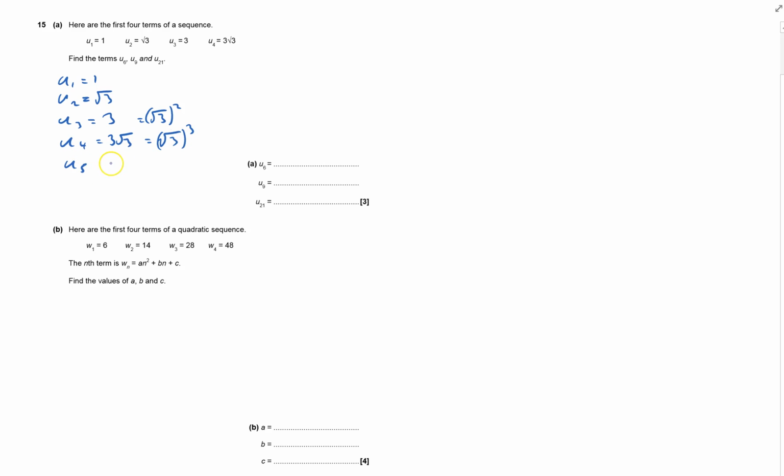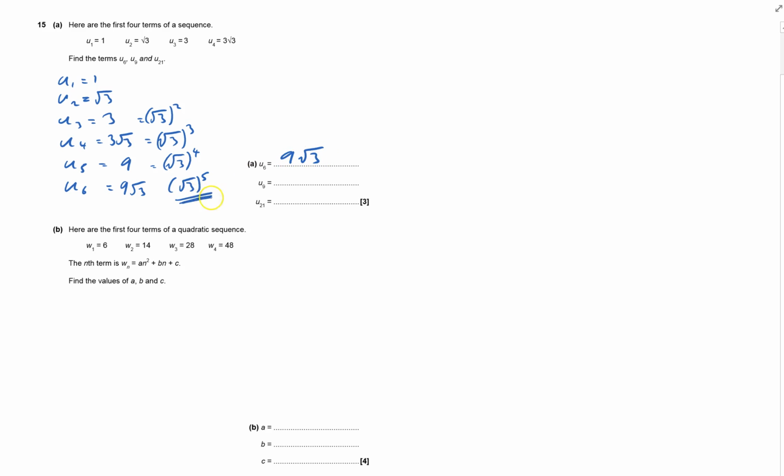And u5 will equal, that will obviously be, times that by root 3, that will be 3. That will obviously be 9. And that we could say is root 3 to the power of 4. And we've got to work out u6, but I can work out u6 anyhow. u6, times that by root 3, will be 9 root 3. But I could say it's root 3 to the power of 5. But anyhow, I've got it here, it's 9 root 3.